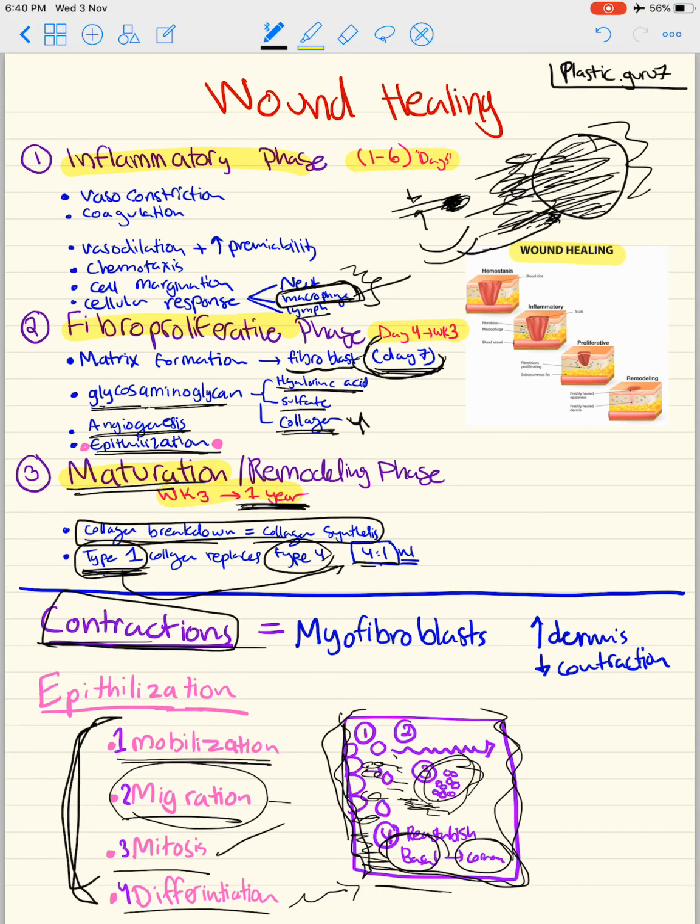Basically, when the dermal layer is minimal, more contractions will happen, and contractions are basically myofibroblasts.